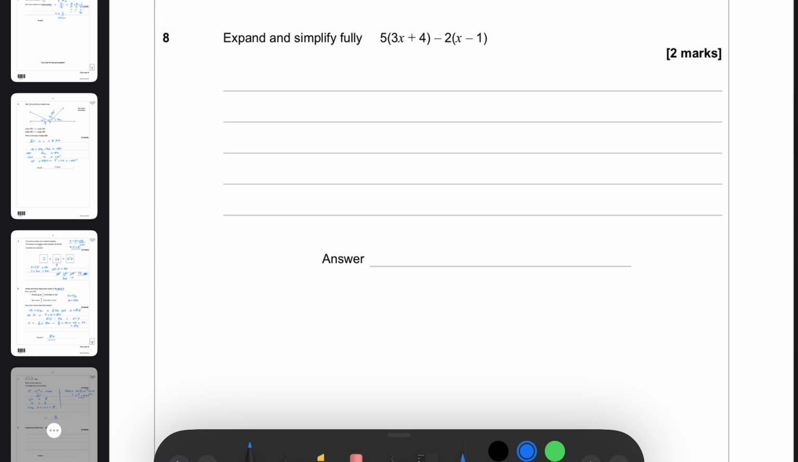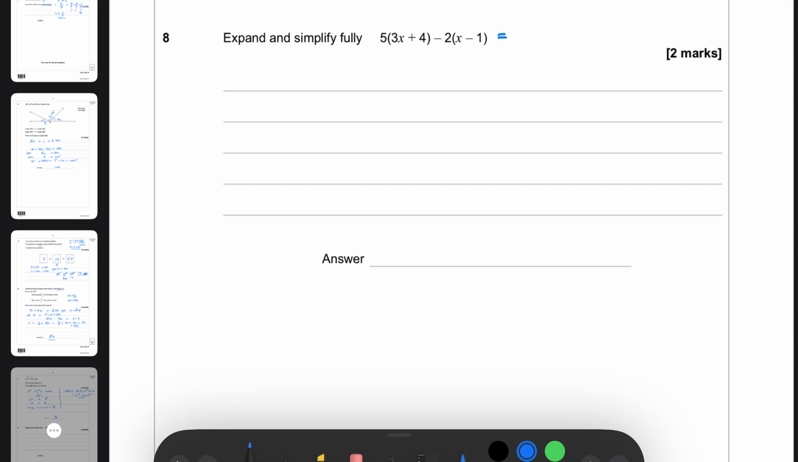So, expand and simplify fully: 5 times 3x plus 4 minus 2 times x minus 1. This is, once again, just basic knowledge. Obviously, if you struggle, just feel free to ask me. There are no dumb questions. When I say it's basic knowledge, it's what they want you to do. But if you don't get it, just let me know, and I shall do my best to help you. So 5 times 3x plus 4.